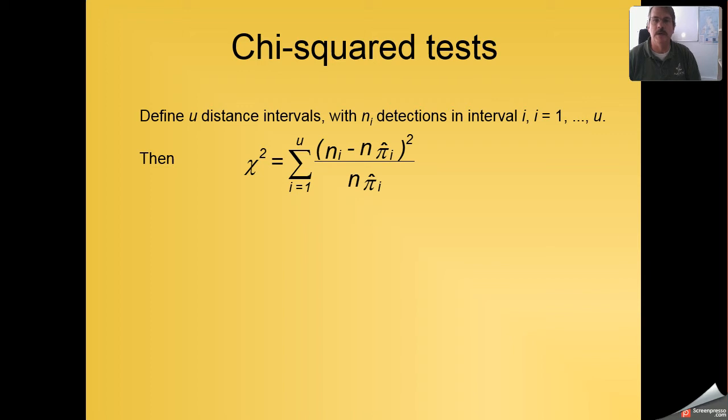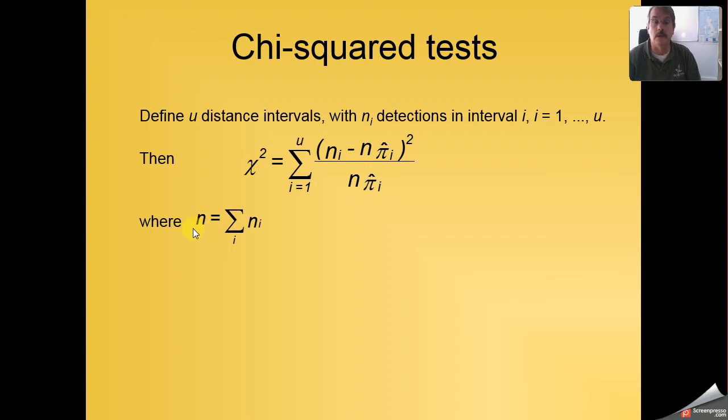Goodness of fit tests measure the difference between observed and expected frequencies. And so when we have our perpendicular distance data, we have the number of sightings that we had in bin number 1, and we compare that against the number of sightings our model predicts ought to be in bin 1. We square that difference and sum all of those differences across all possible bins. And the distribution of that test statistic is assumed to be chi-square.